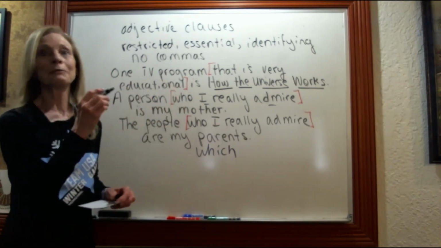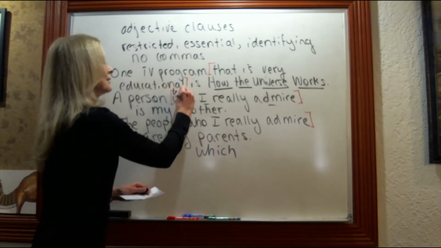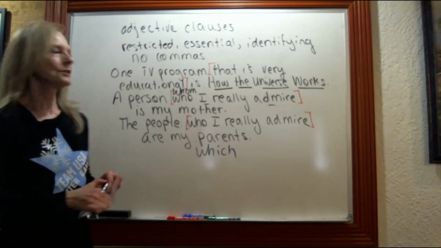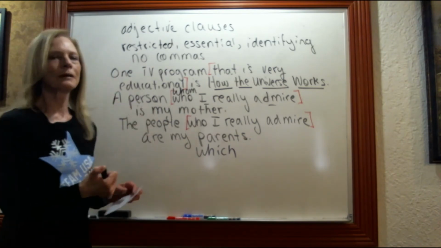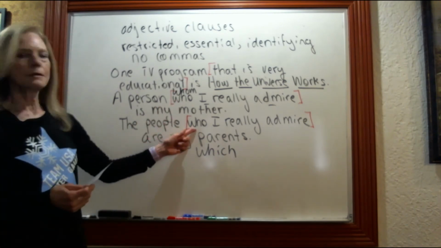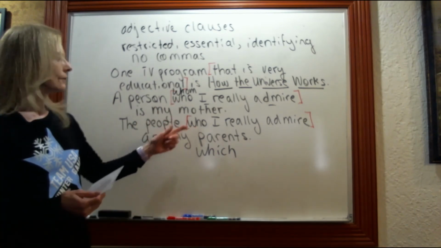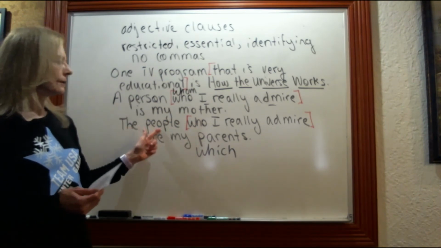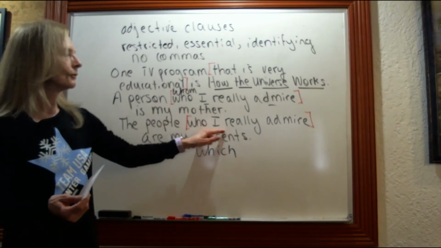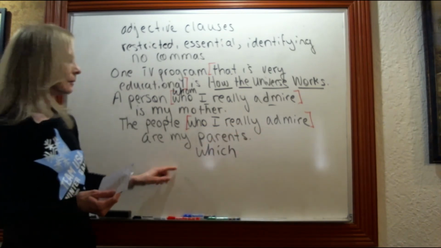People always ask me, when can I use whom? Well, here it's like an object, so you could actually say a person whom I really admire is my mother. Now, even if it's plural, you'll still use the same who, right, or whom. So the people are my parents, okay? The people who or whom I really admire are my parents.